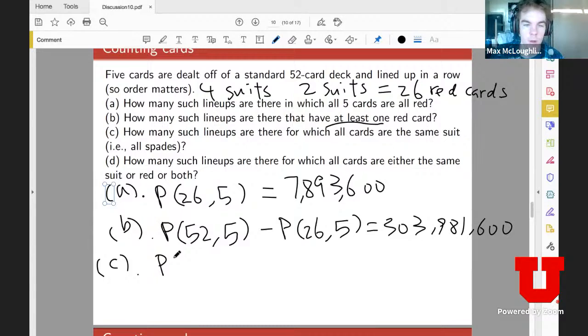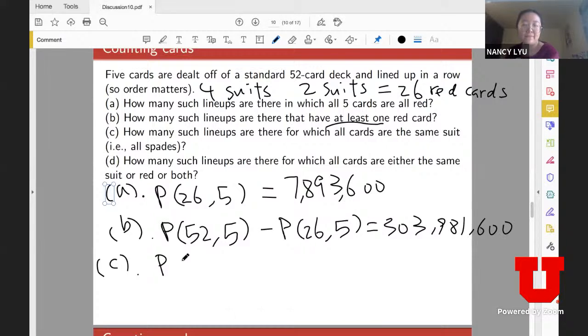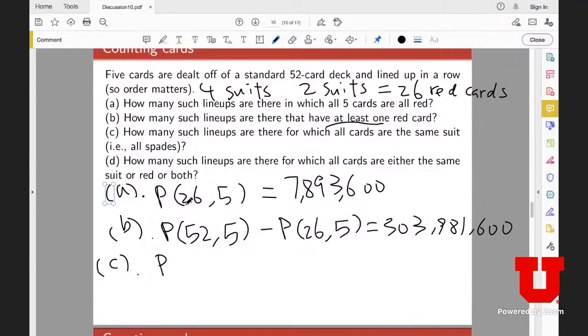Would we do the rule of complements again? Because right now we don't need to consider the red or the color. We don't need to consider the color of the cards. It only asks you to find out how many lineups there are in all the same suit. So for all spades we have maybe 13 choose 5 for just spades.